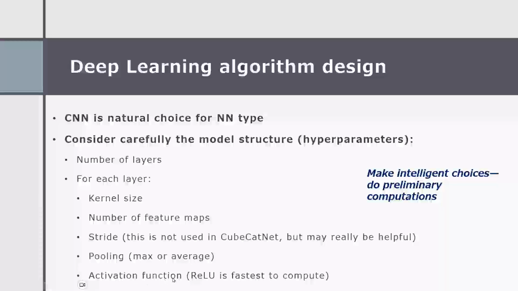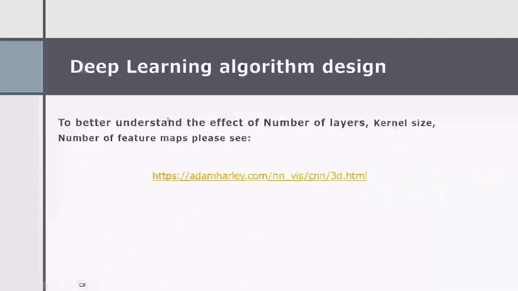And then activation function. Now, activation function also in this case, because we're trying to make an algorithm that performs fast, ReLU is probably the way you want to go. It's much faster than the other activation functions. So you have lots of choices to make. You want to make some intelligent choices. So you should do some preliminary computations. I'll show how that works in a minute. Now, to better understand the effect of number of layers, kernel size, number of feature maps, see this simulation.